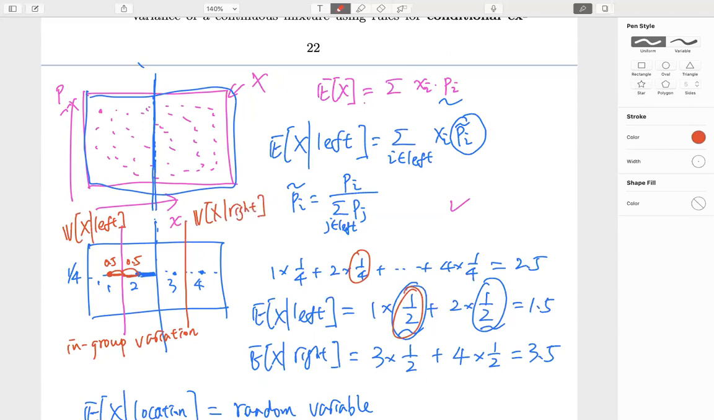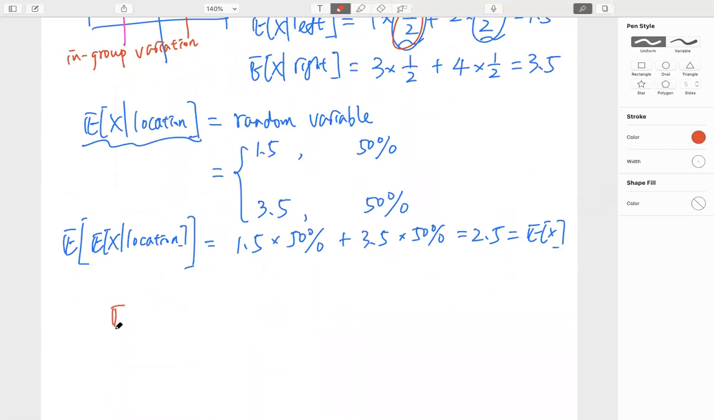Okay, so once I know the in-group variations, I need to combine them. How do I combine? Obviously, I need to do some kind of averaging, right? So I average them together. That is reflected in this term. So for each value of lambda, this is the in-group variation. And then I take the average for all the in-group variations, okay?